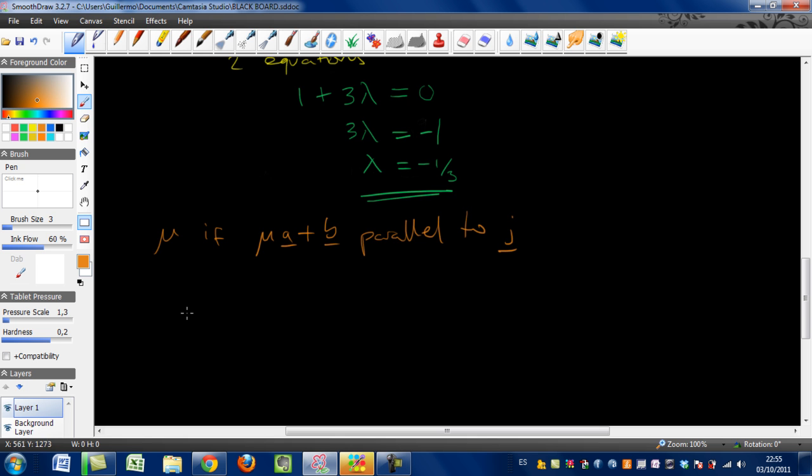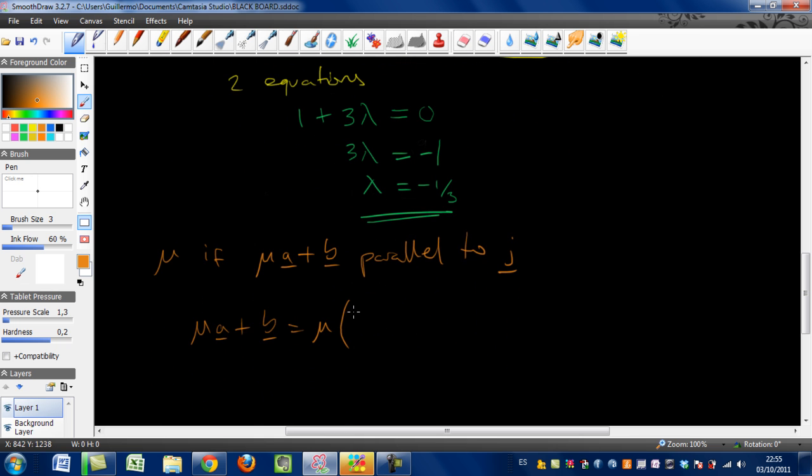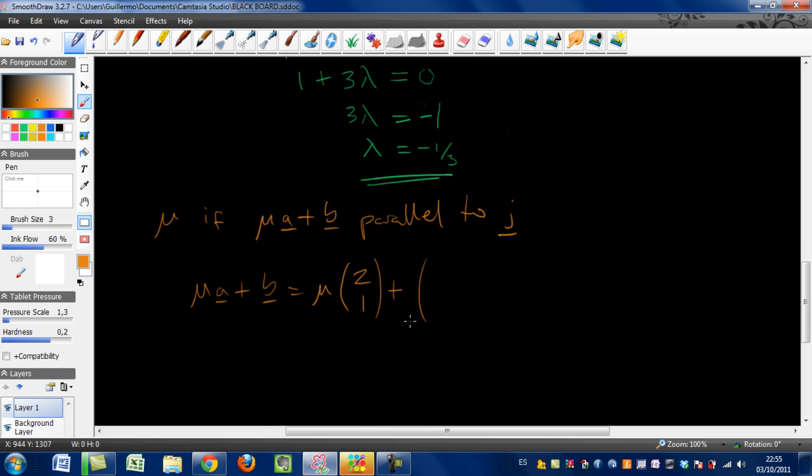so then we can write that mu times a plus b, and we can rewrite it as mu times a, which is, what was it, 2 in the i and 1 in the j, plus b, which is 1 and 3. That's got to equal something parallel to j. If it's parallel to the j, then the i is what is 0. It's parallel to j, this number will be something, but the i will be 0.